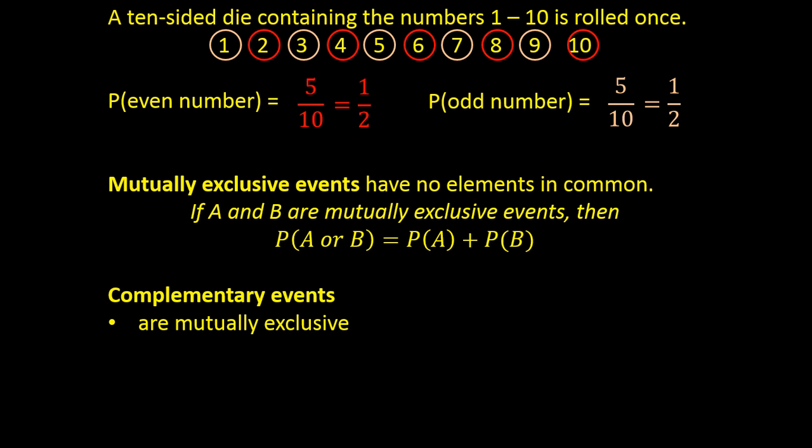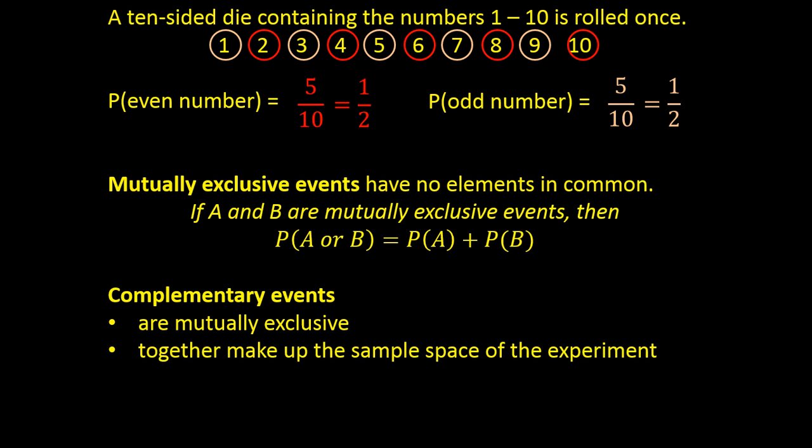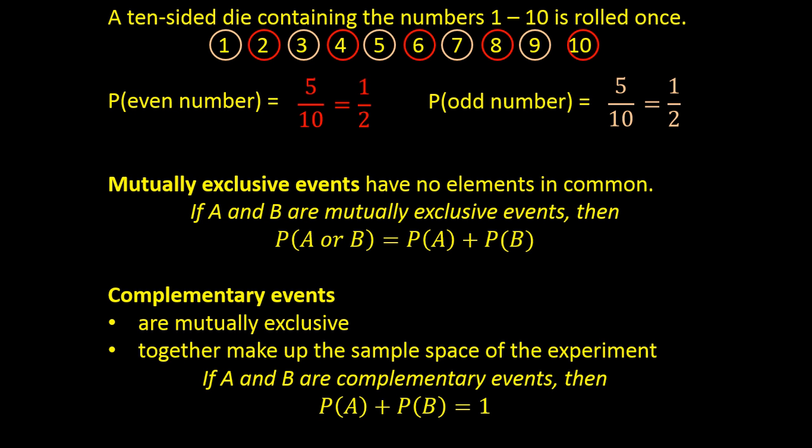Complementary events are mutually exclusive, so they have no elements in common, but together they make up the entire sample space of the experiment. So if you look at what we have in this particular case, the even number and odd number are complementary events. Together they make up the entire sample space, and they are mutually exclusive events. If two events are complementary, then their probabilities will sum to 1. In other words, 1 is the probability of the entire sample space.